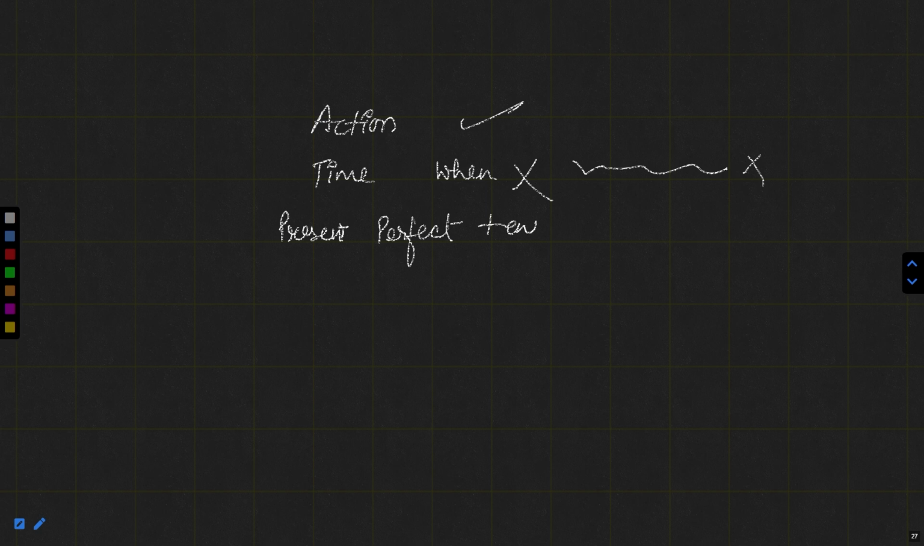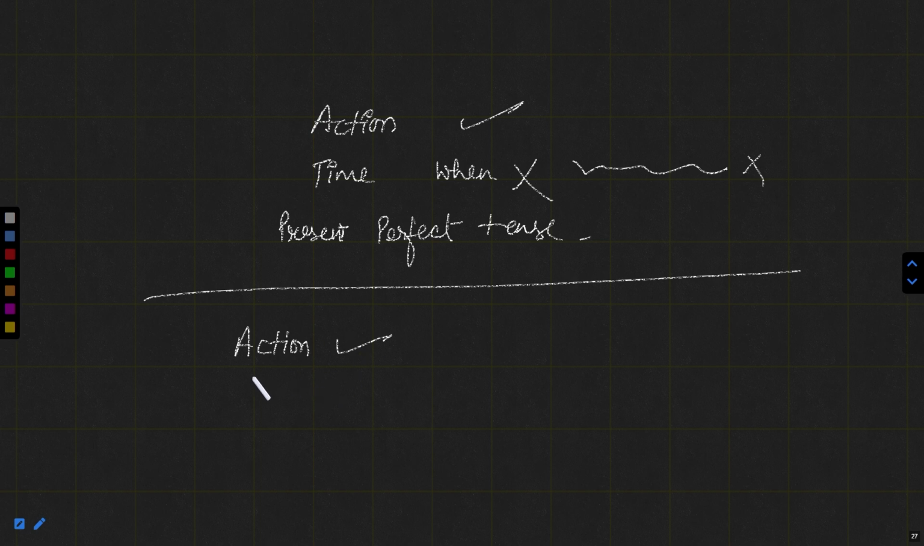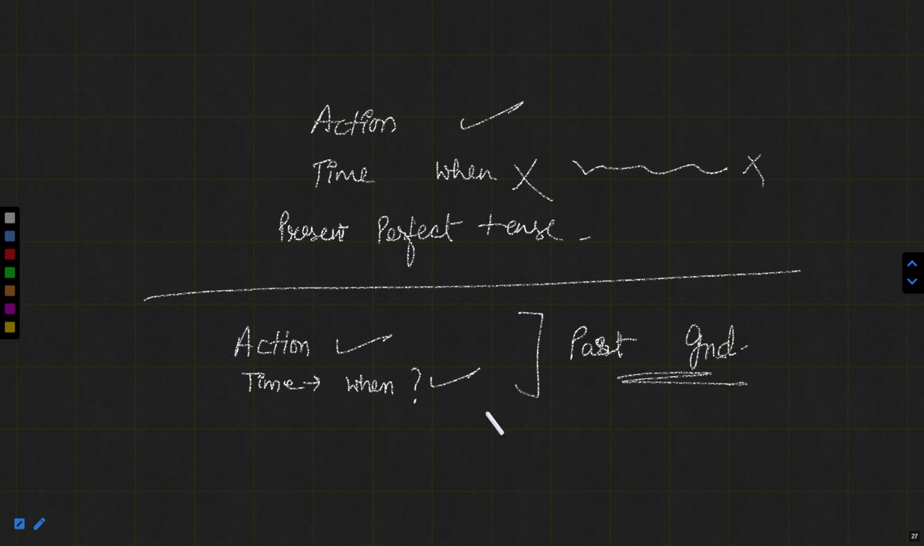Now another thing is there, that if an action has already taken place and we know well when it happened, so when we know the time of that particular action that has already occurred in the past, that is always formed in past indefinite tense.